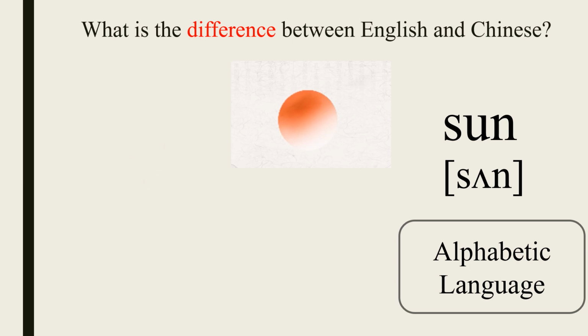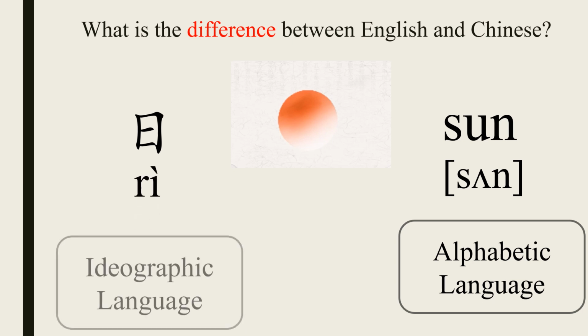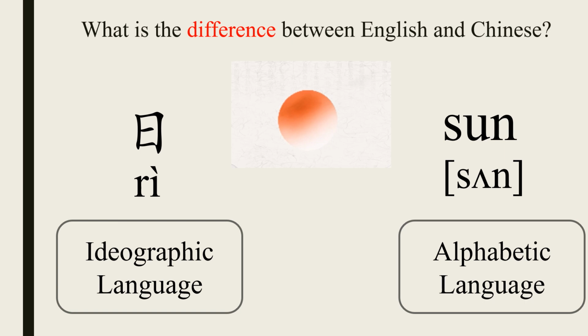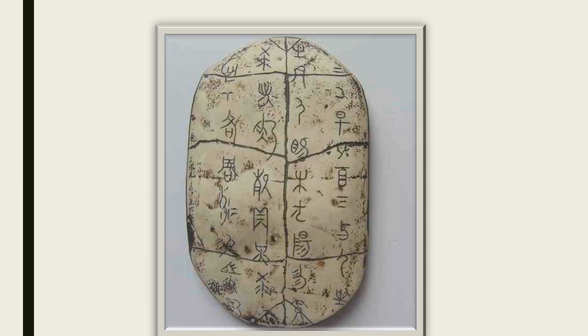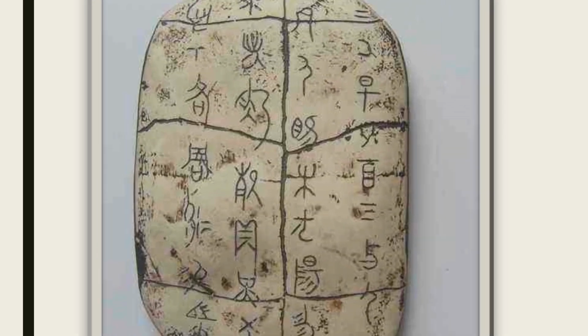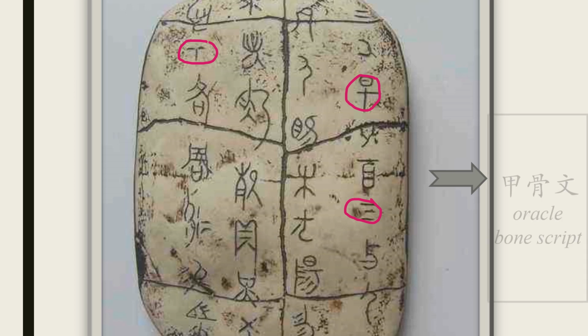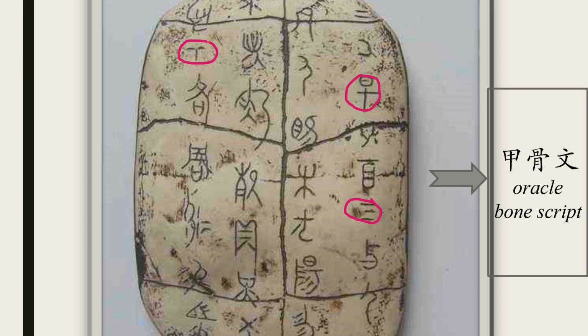So we could know the meaning from the character, but not the sound. And this kind of language, where each character represents an idea or meaning, not just a pronunciation or sound, is called an ideographic language. And Chinese is a typical ideographic language. So unlike English, each Chinese character has its own meaning, and the oracle bone scripts are considered to be the earliest forms of Chinese writing, and they are also the basic elements of Chinese characters.